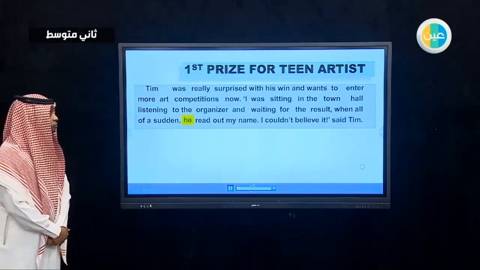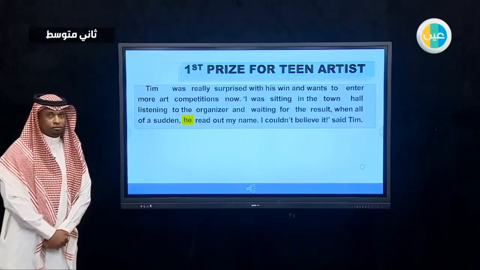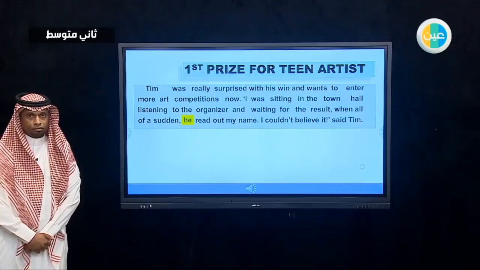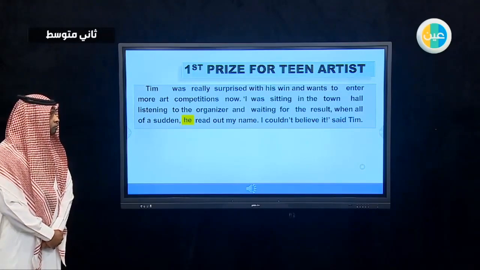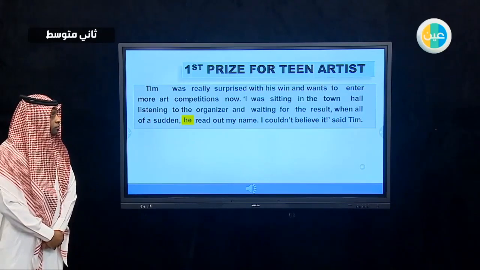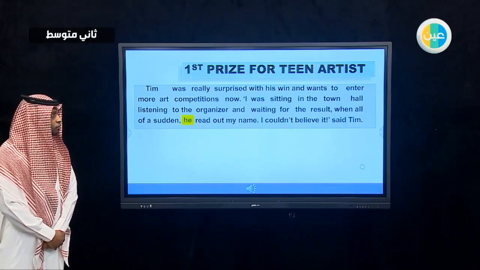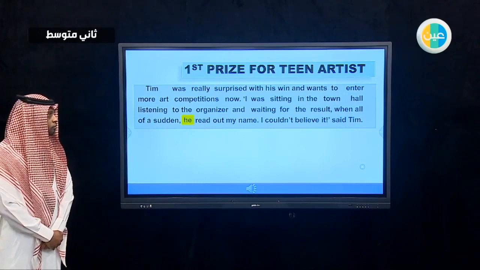Tim was really surprised with his win and wants to enter more art competitions now. I was sitting in the town hall listening to the organizer and waiting for the result when all of a sudden he read out my name. I couldn't believe it, said Tim.